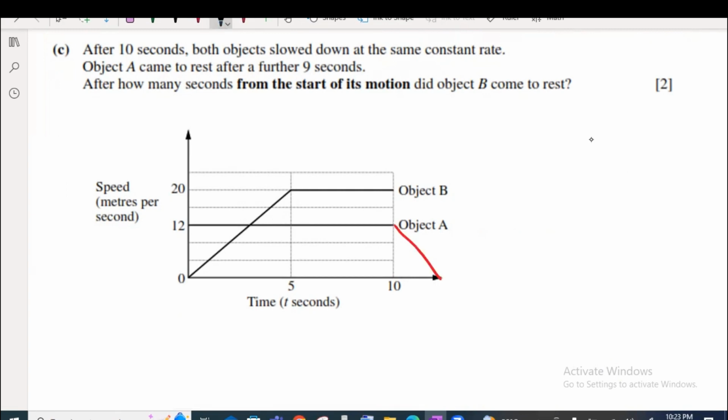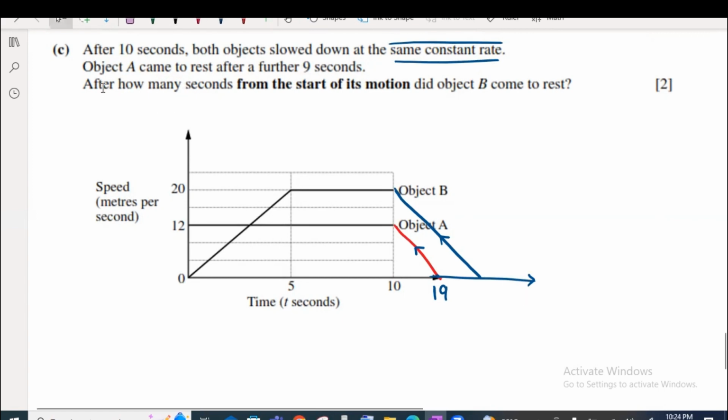And for object B, this line. These lines are parallel because the rates are the same; both slow down at the same constant rate. Object A came to rest after a further 9 seconds. So this red line is for object A, and it will be 19 seconds. After 19 seconds, object A will be at rest.